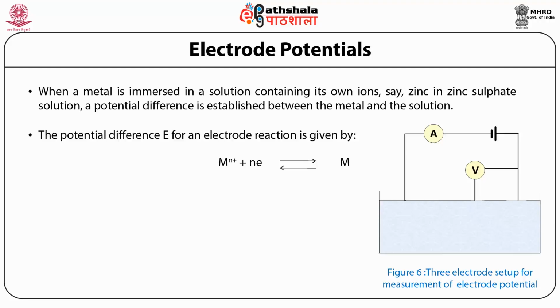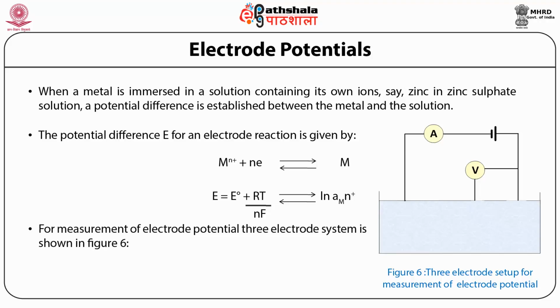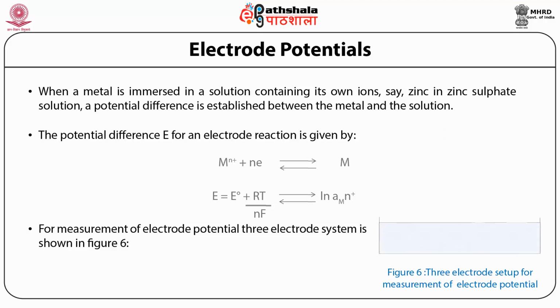M^n+ means one or two or three electrons have been ejected from it, and it is represented by the equation E is equal to E0 plus RT upon nF times the log of activity of M^n+. For measurements of electrode potential, a three electrode system, as shown in the following figure, is used.